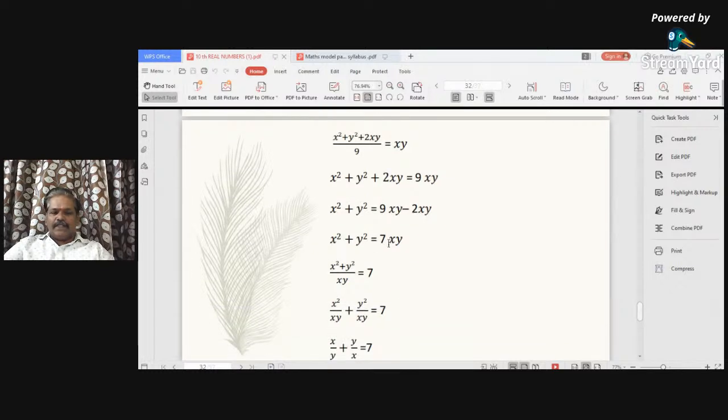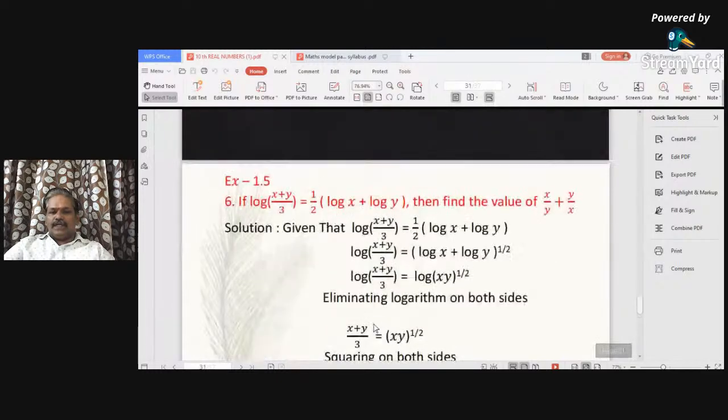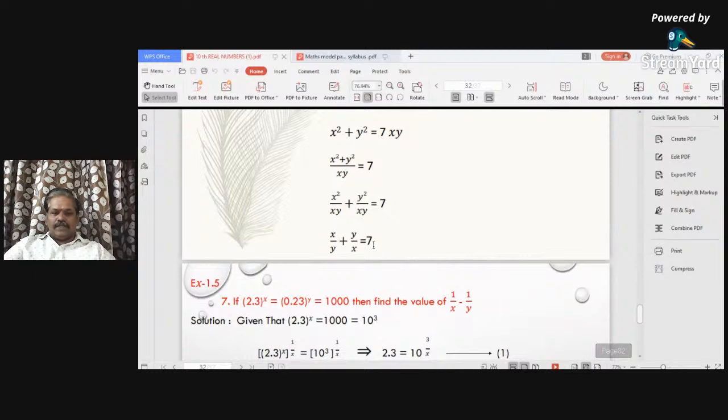Now dividing both sides by 7xy, or by xy, we get x square by xy plus y square by xy. In the numerator and denominator x gets cancelled, x is left, so x by y plus, in the second term, y square by xy, y gets cancelled, y by x is equal to 7. That is our question, to find the value of x by y plus y by x, which is equal to 7.